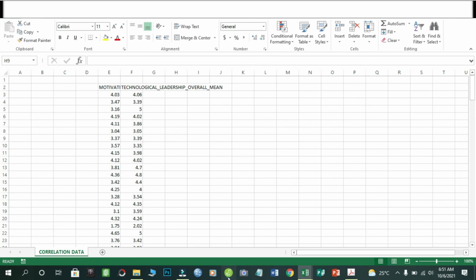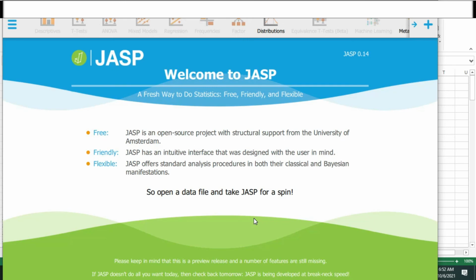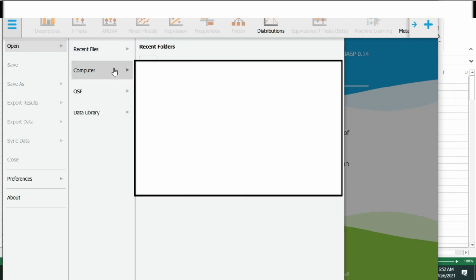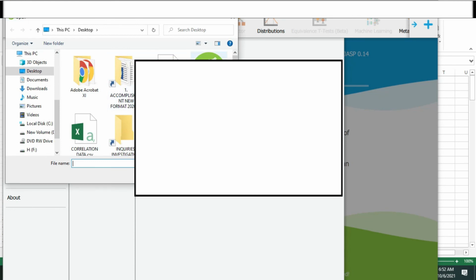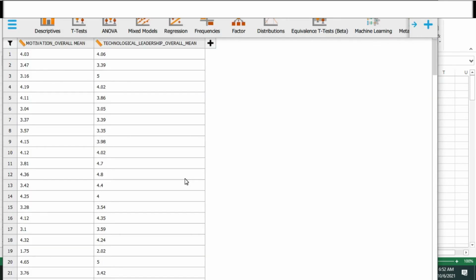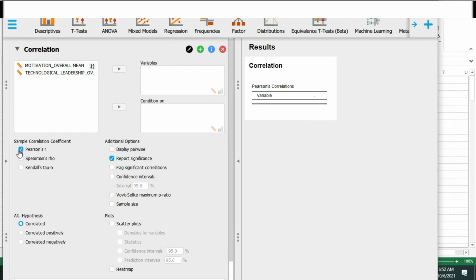After this I will now go to JASP. Open your JASP software. Okay, let's wait for a moment, it's still loading. Okay, here is now our JASP. So just open the file. In our computer, it's on the desktop. So it's the correlation data. Okay, so here is now our data. We'll now use the correlation in JASP. So go to regression, correlation. As you can see, it's already by default.